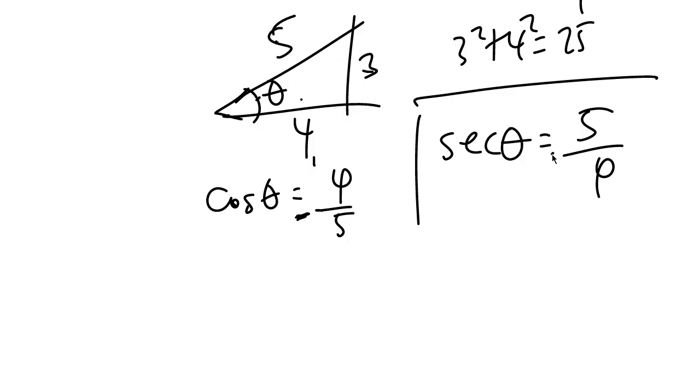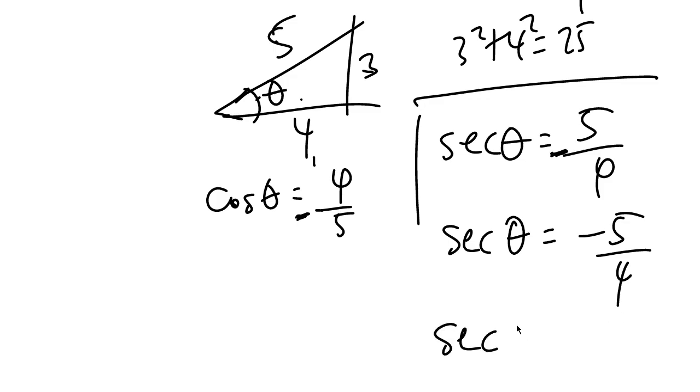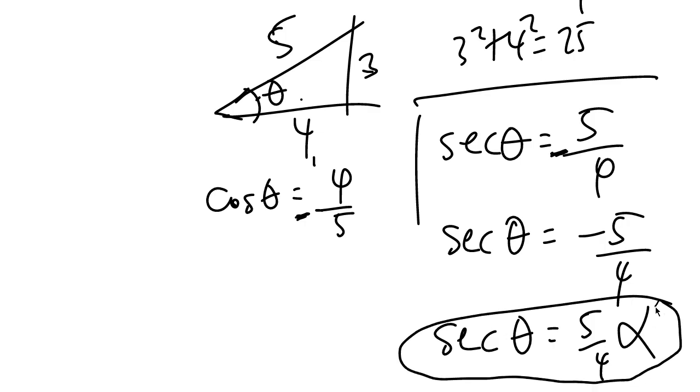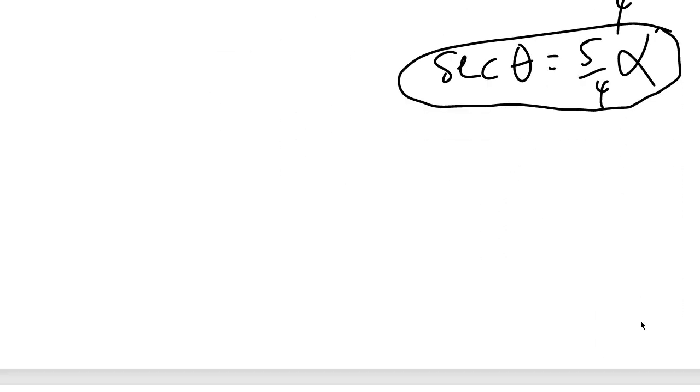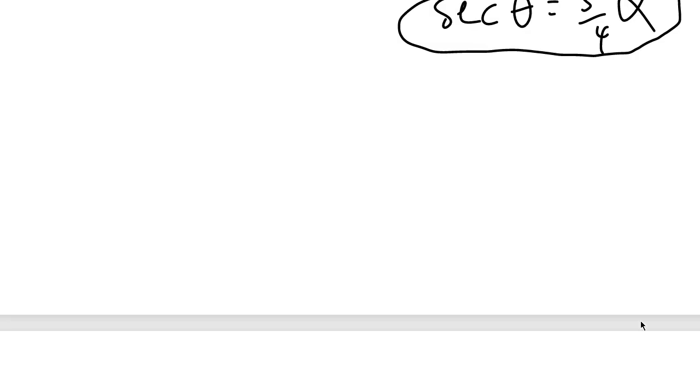Are you following? So this is what sec theta is what? Negative 5/4. So saying that sec theta is equal to 5/4 is wrong, because the range given to you is only looking at values between 270 and what? 360. Okay, we are almost done.